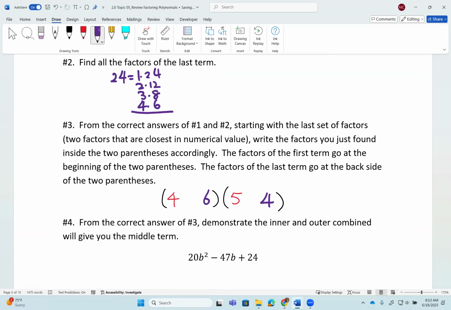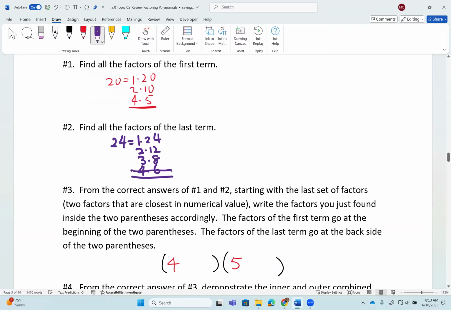But when I put the 6 with the 4, that also gives me a greatest common factor of 2 that I can factor out. So that's not going to work. So that means 6 and 4 doesn't work for me. Okay, so this is where the trial and error comes in. So how do I know 4 and 6 doesn't work instead of 4 and 5 doesn't work?